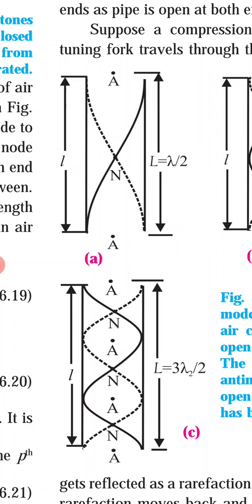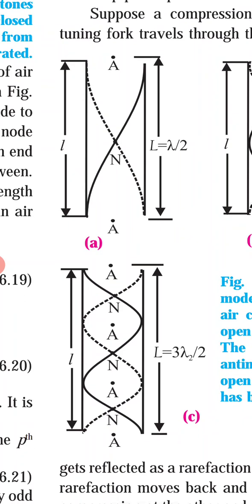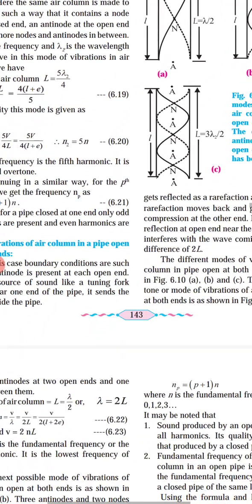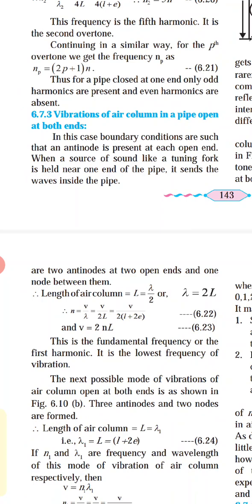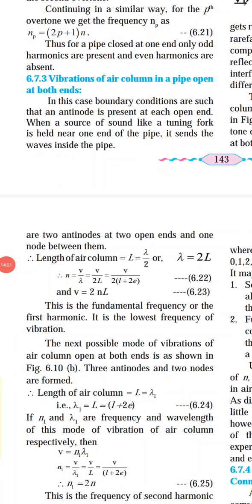N is equal to V upon lambda. So N is equal to V upon 2L, where capital L is equal to L plus 2E. Now V is equal to 2NL. You can see this equation here. Length of air column L is equal to lambda by 2, lambda is equal to 2L. So N is equal to V upon 2L, where L plus 2E is the end correction. Why 2E? Because it has 2 open ends. So V is equal to 2NL.